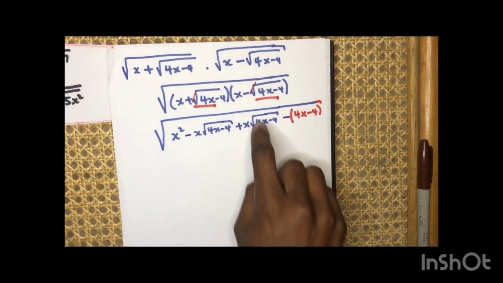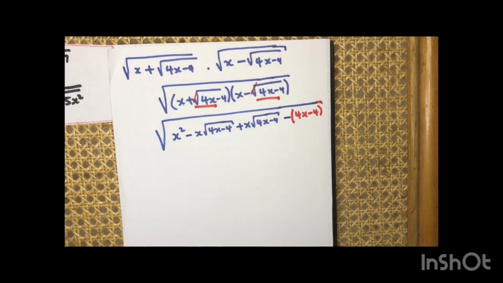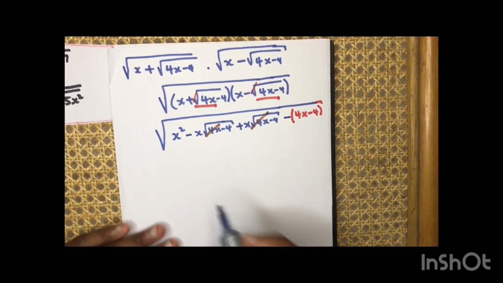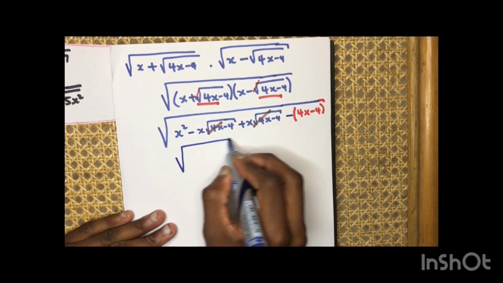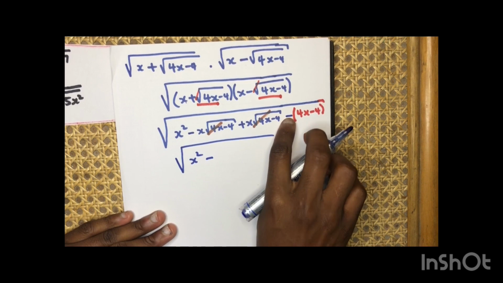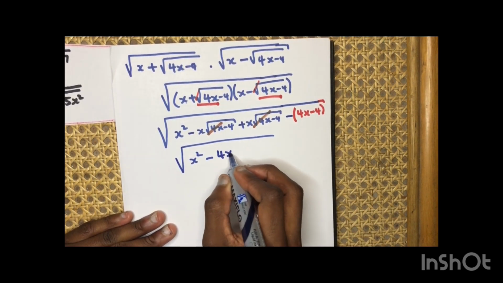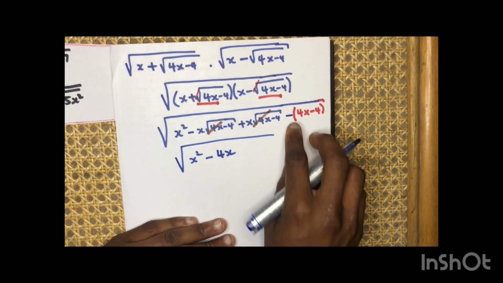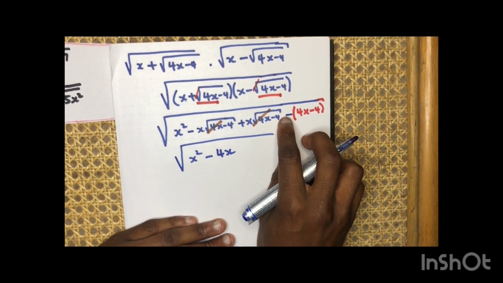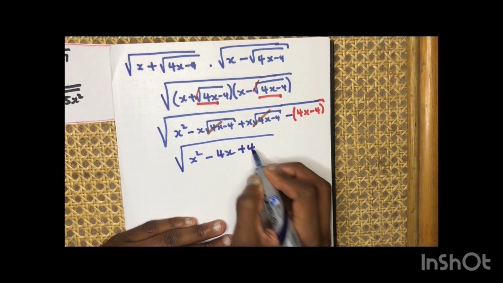So what will happen with x times root 4x minus 4? This will cancel this one. Now, inside the root, guys, we are left with what? We are left with x squared minus, so if I say negative times positive 4x, we get 4x here. Understand? Then negative times a negative here, we get positive 4.